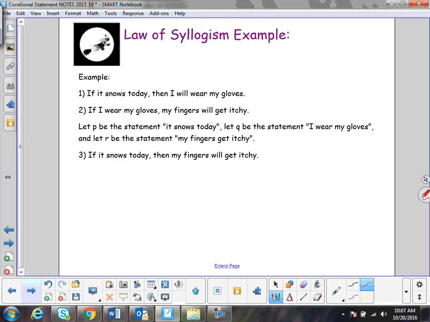Okay. So here's an example. Statement 1 says, if it snows today, then I will wear my gloves. Then statement 2 says, if I wear my gloves, then my fingers get itchy. So if I give you these 2 statements right here, and I say, use the law of syllogism to come up with one statement, then you should be able to come up with this one right here.